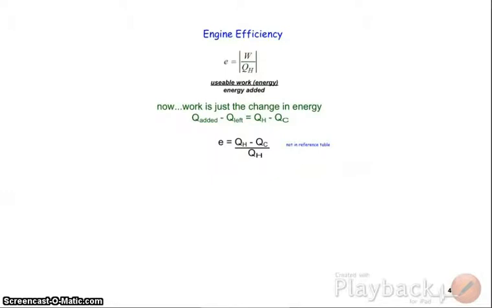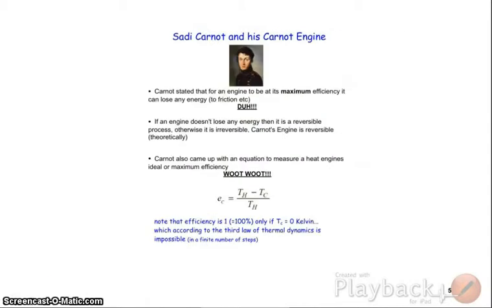Now, work is just your change in energy, right? So your change in energy is the hot minus the cold energy. So if we plug that in, we end up getting an equation that looks like this. This upper one is in your reference table. This lower one is not. However, you should be able to get from one to the other with the understanding that work is just your change in energy, in this case, heat energy.